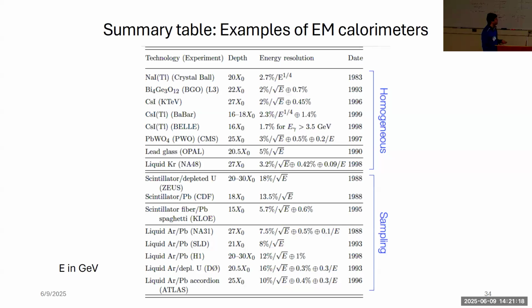Okay, so here's just a summary table for ECAL. As you said, there are these homogeneous calorimeters, which can have energy resolutions on the order of a few percent. And then there are these sampling calorimeters, which can have energy resolutions with stochastic terms on the order of something like 10%.